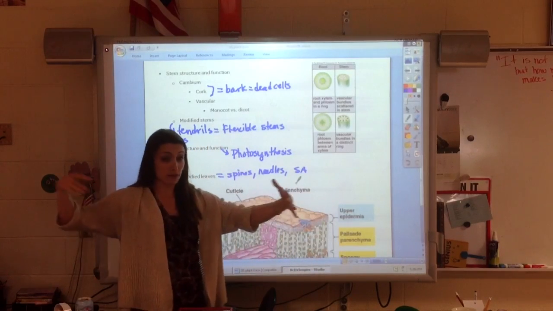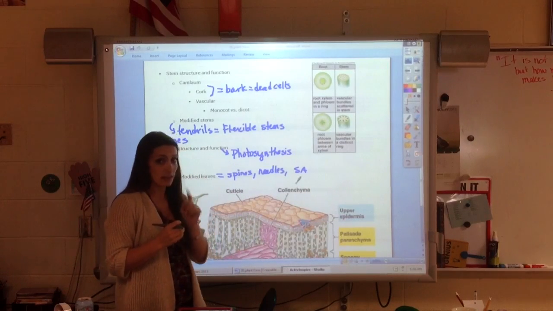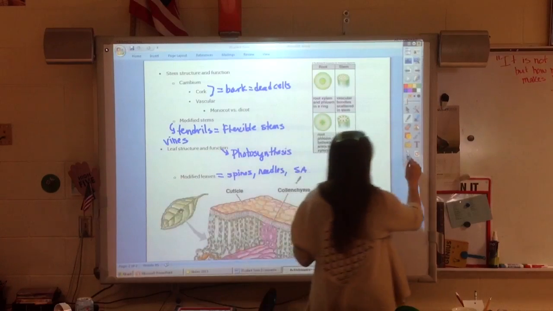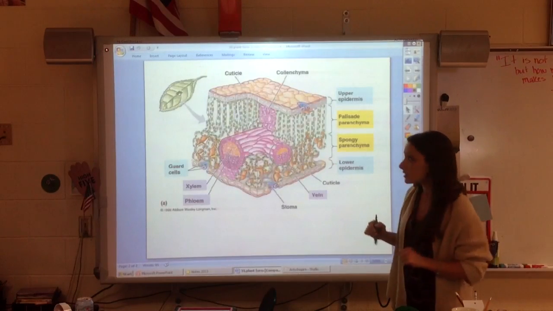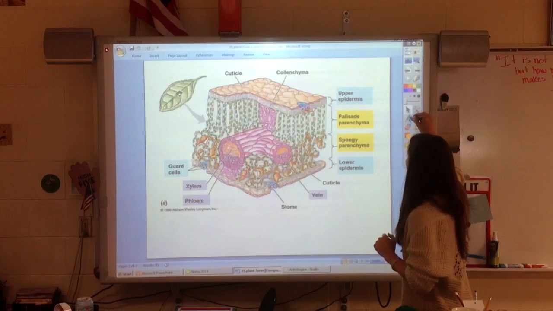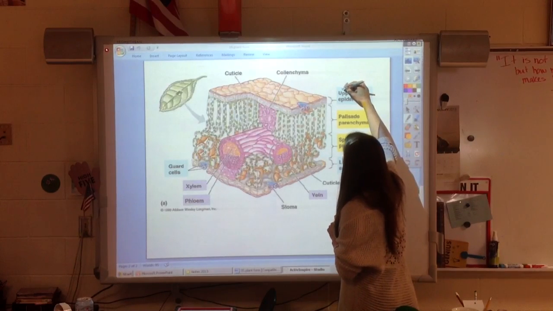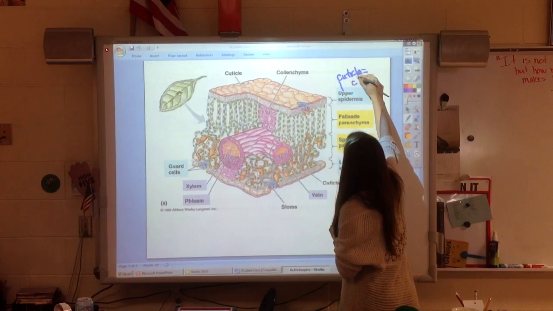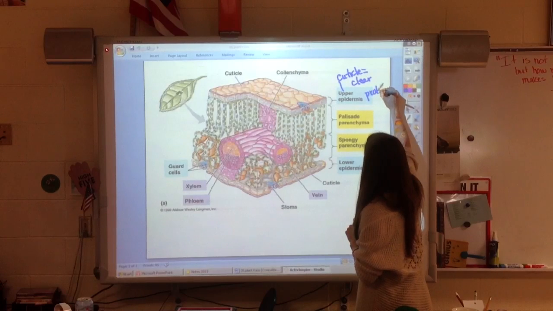So some plants are going to have really large leaves. Some plants are going to actually have very small leaves, and we'll talk about why a little later. But the general structure of a leaf is what we want to talk about. When we look at a leaf, there are a few things that we need to know. We do need to know that the epidermis is going to have a cuticle, but this cuticle needs to be clear so the light can still get through it, and this is for protection.